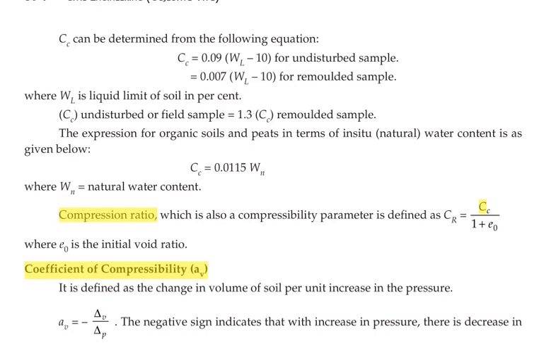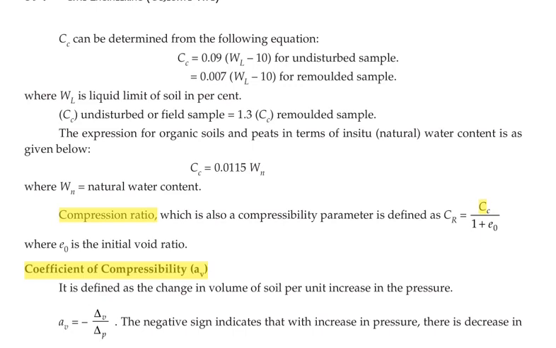And also the expression for organic soils and peats in terms of in situ water content is as given below. The compression index CC equals 0.0115 Wn, where Wn is the natural water content.